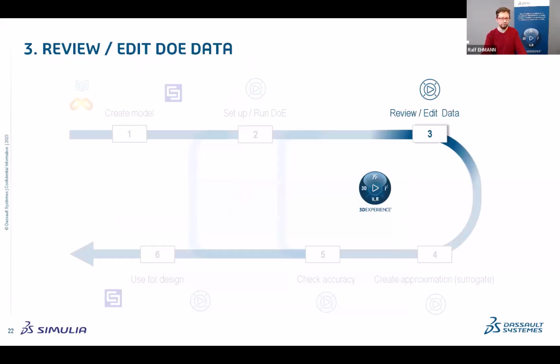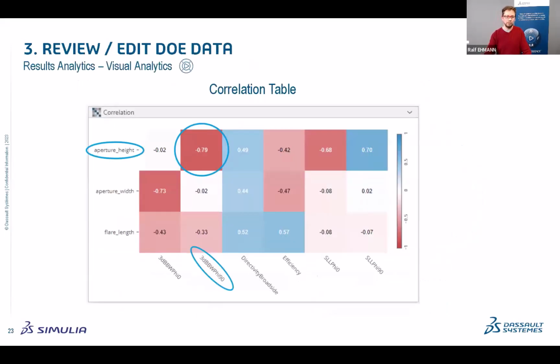The next step would be to review and edit the data. Here I've used results analytics, also on the 3DEXPERIENCE platform, and they've got various visualization options. I'm only going to show a couple of them, as there are too many to go through all of them. In this case, we look at the correlation table. The darker the color, the stronger the correlation between the inputs and outputs. Blue indicates direct proportionality, while red indicates inverse proportionality.